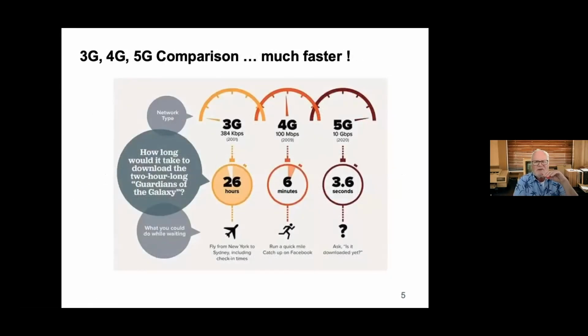This is just a quick slide comparing 3G, 4G, and 5G. How long would it take to download a 2-hour-long Guardians of the Galaxy? 26 hours on 3G. 6 minutes on 4G, that's pretty good, right? That's kind of where we are right now. 3.6 seconds with 5G. So you're seeing massive increases in bandwidth, and it really makes people start thinking, what can we do with all this bandwidth?